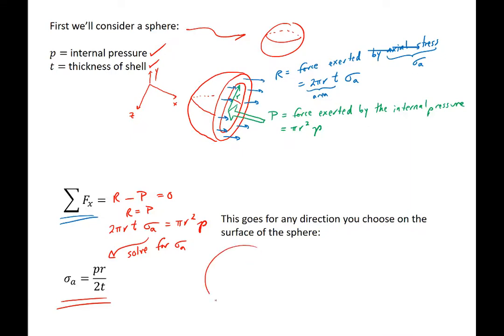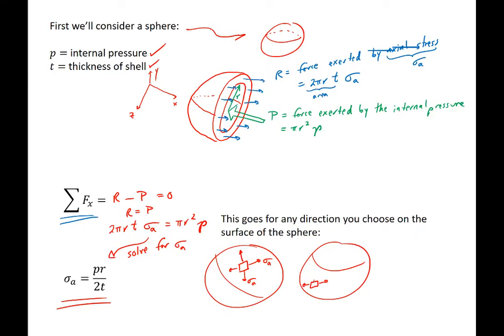So if I draw a sphere like this, I could draw a little stress element. I'm going to have sigma A acting in every direction. Because this little chopping thing I did to cut the sphere in half, I can do that anywhere, in any direction I want to. So it doesn't matter where on the sphere I draw my little stress element. I'm always going to have sigma A acting like that.